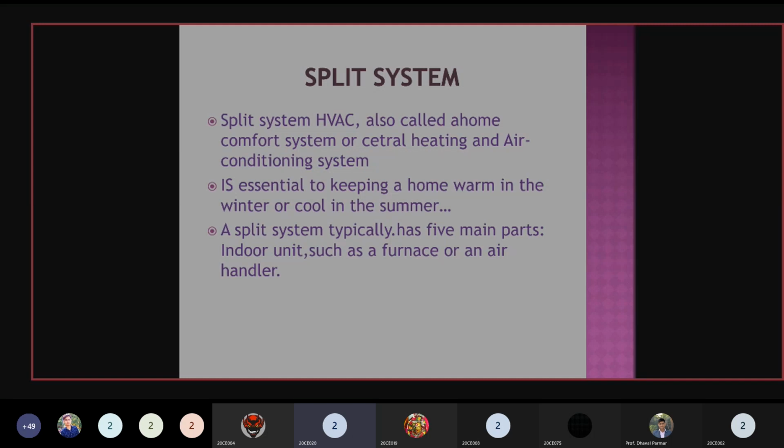First, we will discuss about split system. Split system HVAC, also called a home comfort system or a central heating and air conditioning system, is essential to keeping a home warm in the winter or cool in the summer. A split system typically has five main parts. Indoor units such as furnace or an air handler. Next slide.